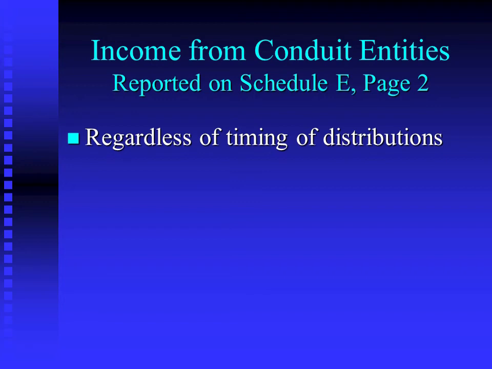So we report the income on Schedule E, page 2. And if you haven't started tax returns 3 and 4, you'll see what that form looks like when you do. And it doesn't matter when you get the cash. What matters is the amount of income the entity has earned during the year, because it will complete a tax return. It will parcel out all of the income it earned during that period, retaining the character of everything, and you get to pay taxes.